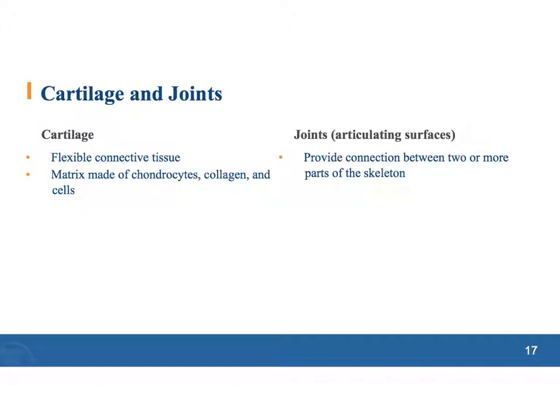Cartilage is a type of flexible connective tissue that is non-vascular, meaning it has no blood vessels. Cartilage is a matrix made up of chondrocytes, collagen, and proteoglycans, depending on the type of cartilage. Joints and articulating surfaces are synonymous and provide a connection between two or more parts of the skeleton. Joints are classified according to the type of connective tissue at the articulating surfaces. The three types of joints are fibrous, cartilaginous, and synovial. Most joints, however, are synovial.